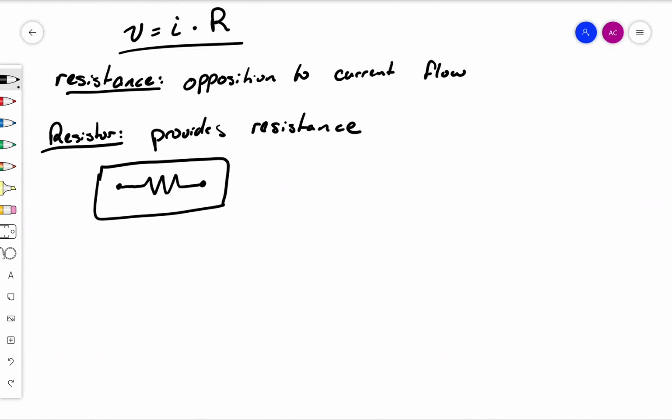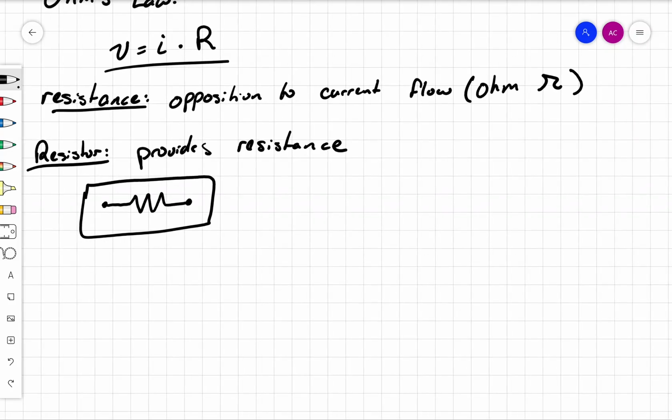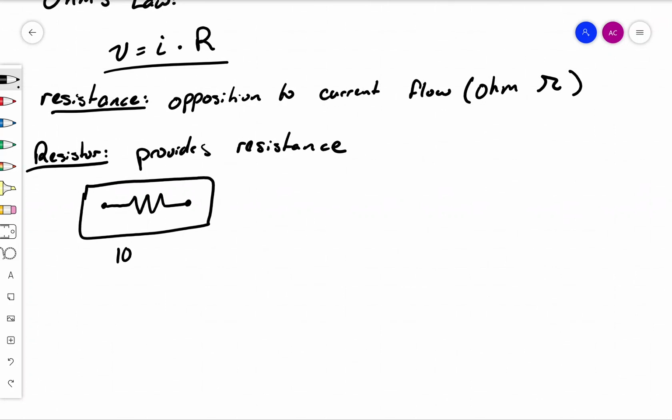Okay, so resistance, let's go back up here. Resistance has a unit of ohms, and we'll also use a capital Greek letter omega for that. So if I were to say that this resistor has 10 ohms, then that means it's a 10 ohm resistor.